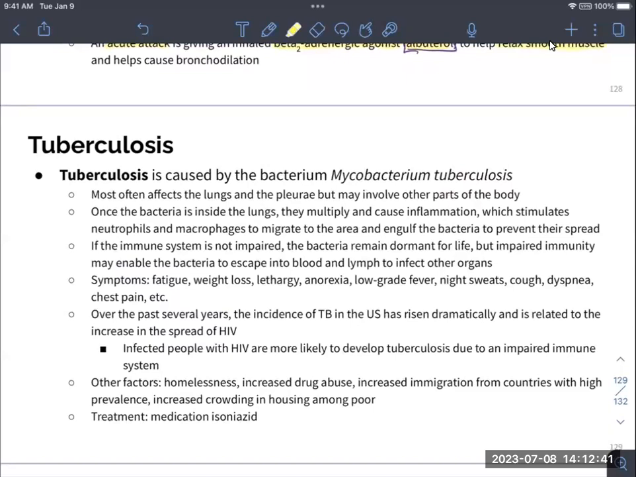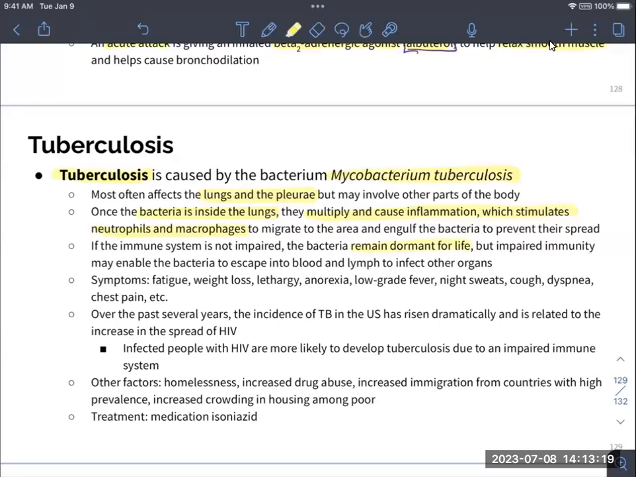Tuberculosis or TB. This is bacterial, caused by the Mycobacterium tuberculosis. And it affects the lungs and the pleura. It's when that bacteria gets inside the lungs, they can multiply and cause inflammation. And it causes those neutrophils and macrophages to come in. They try to eat up that bacteria. But if the immune system is not impaired, that bacteria can remain dormant.